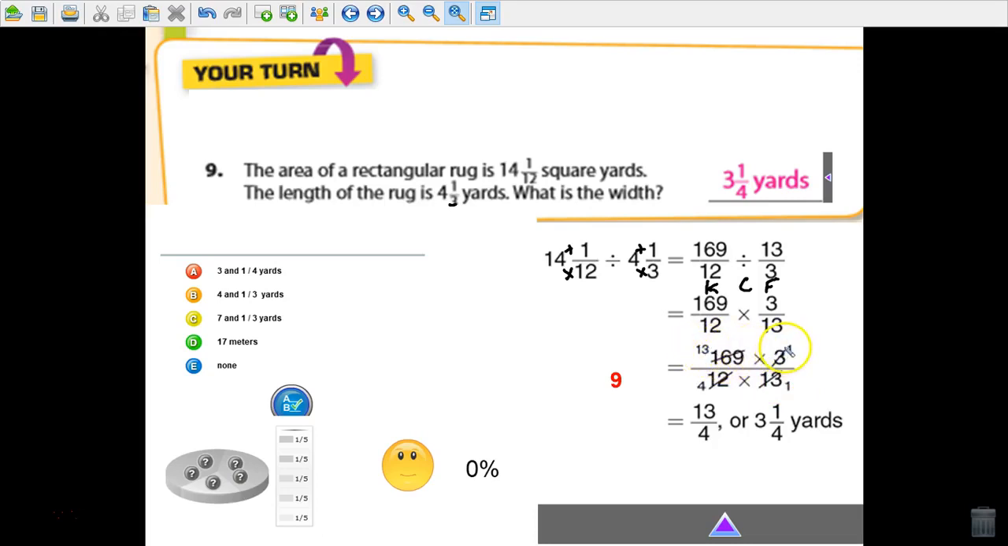The GCF between 3 and 12 is 3. So 3 divided by 3 is 1. 12 divided by 3 is 4. Okay? So 13 times 1, 4 times 1, we get 13/4. Okay? But that is not good enough. That's not enough, okay? We need to see 4 goes into 13 3 times, and then there's 1 left over. So this is the correct answer for me.